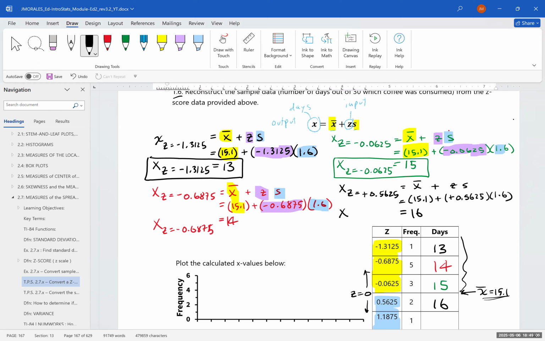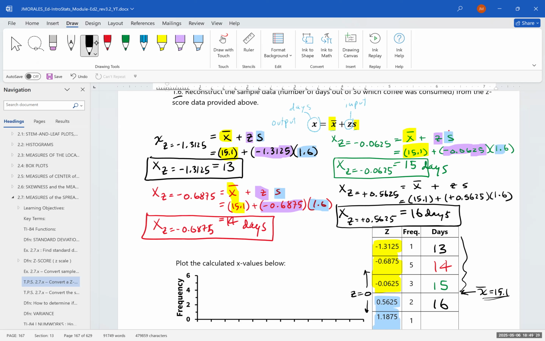Okay, so the value of x in units of days, I should probably be putting days in there, when z is positive 0.5625, is 16 days. Let me go back and put these units in here because I think that helps to reinforce that we're converting a unitless z-score back into a value with units. Okay.